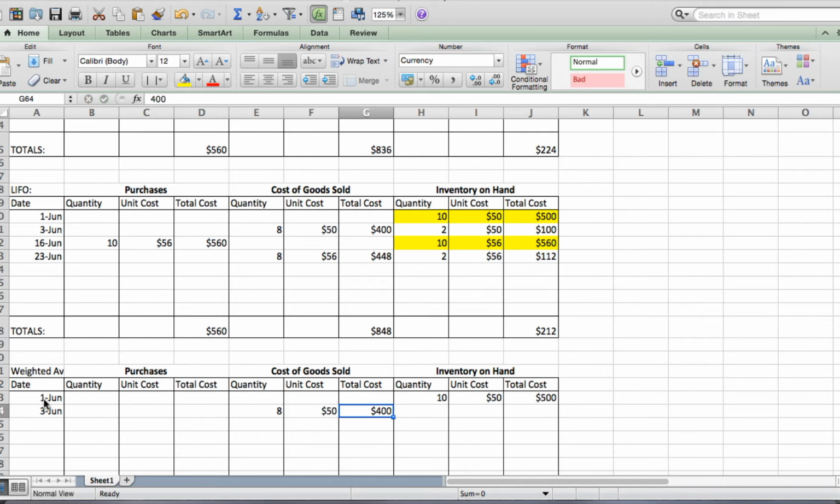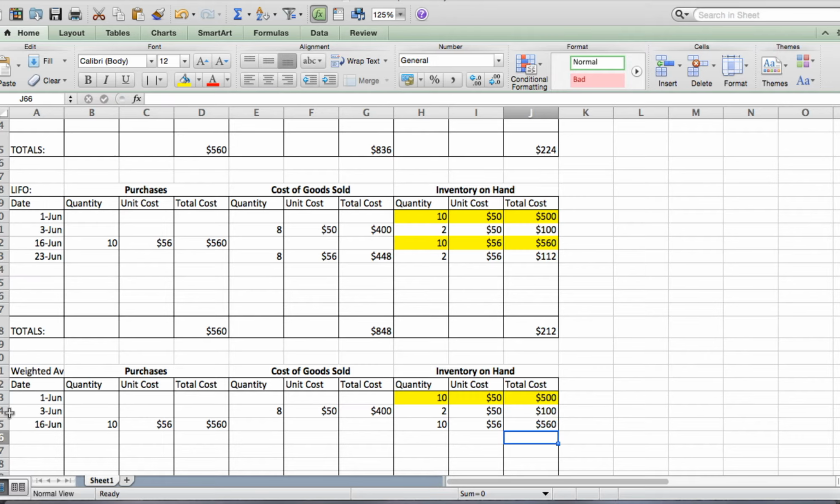For 400. We're left with 2 at $50 and 100. I'll highlight that out. Whoops, not all of that. And I'll move on to the 16th, which again looks exactly the same. We buy 10 units, $56 each, total $560. Carry that balance over here to show everything that we have on hand.